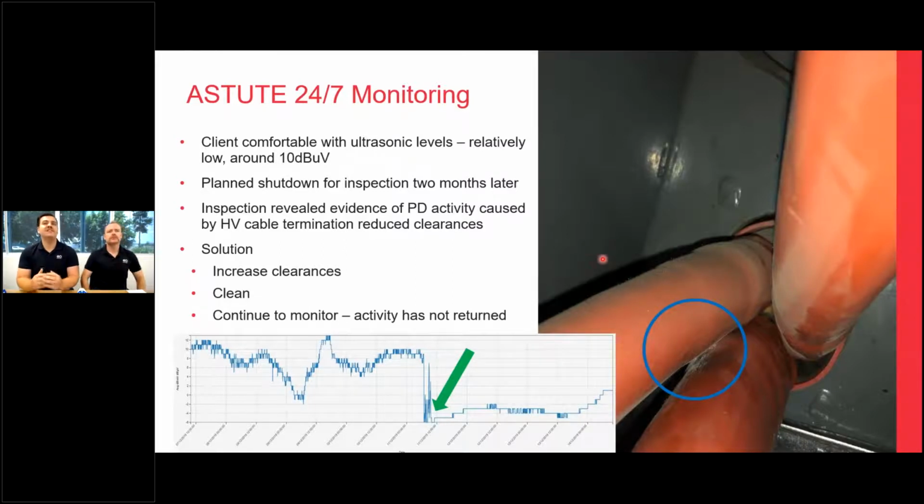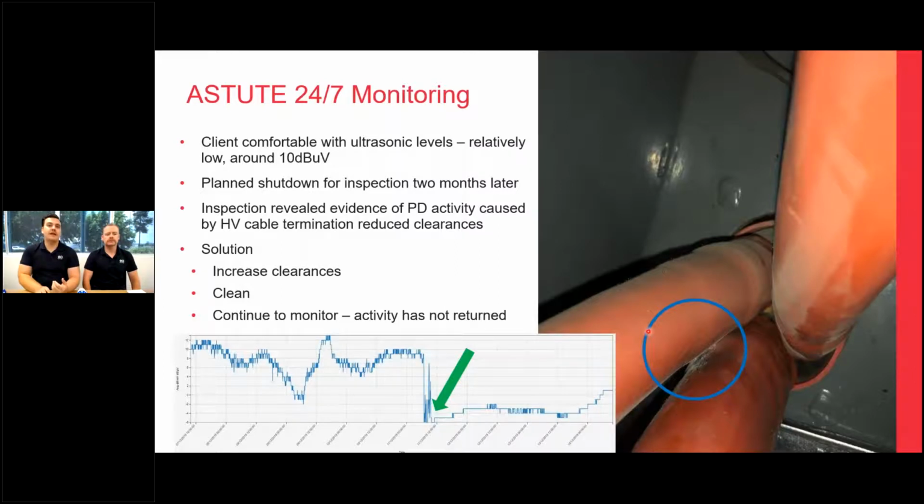It was a very simple fix. It wasn't catastrophic, and it wasn't to the point where they needed to re-terminate yet, because they got to it within a short period of time. If this was left for a number of months, number of years, there is a high chance that it would have eventually led to a failure with an outage.